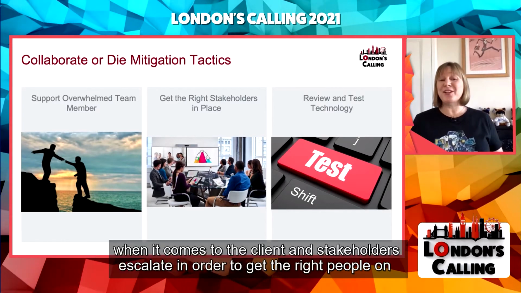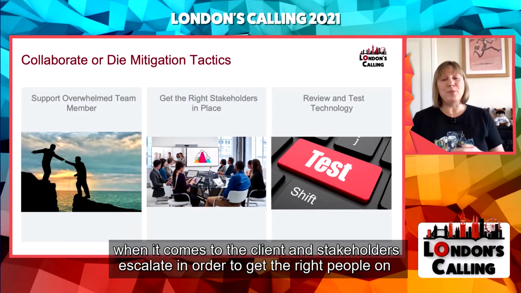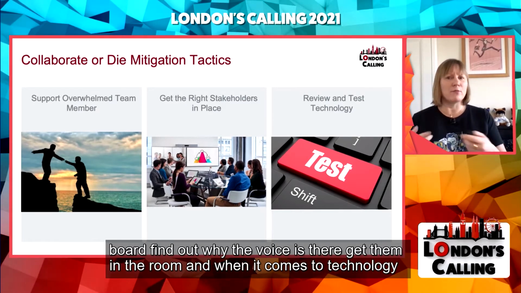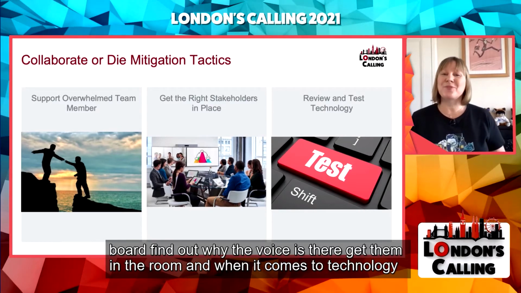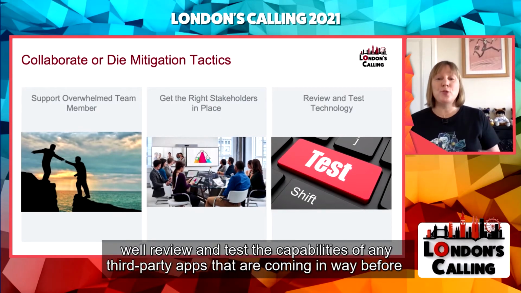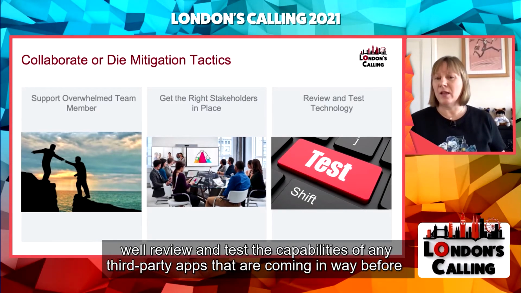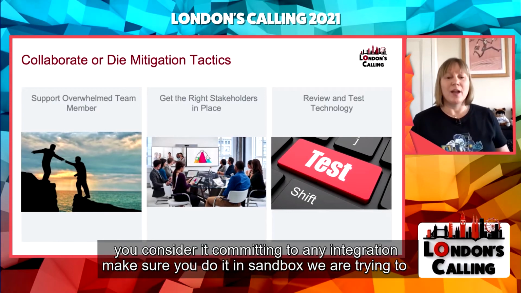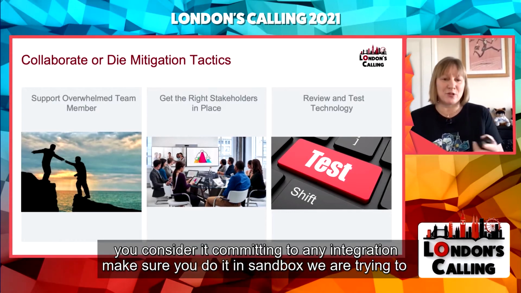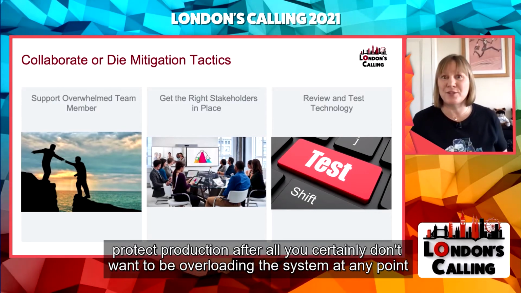When it comes to the client and stakeholders, escalate in order to get the right people on board. Find out why the right voices aren't there. Get them in the room. And when it comes to technology, well, review and test the capabilities of any third-party apps that are coming in way before you consider committing to any integration. Make sure you do it in a sandbox. We are trying to protect production after all. You certainly don't want to be overloading the system at any point.